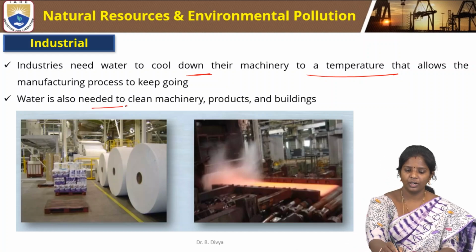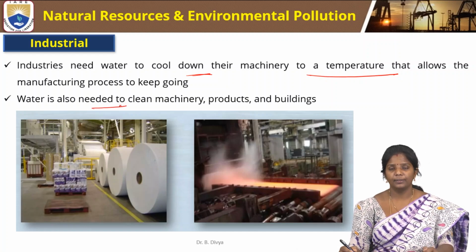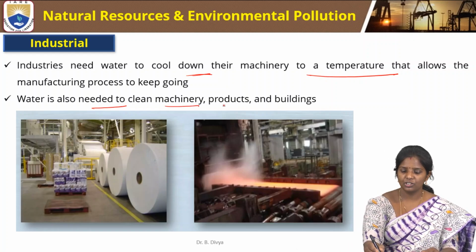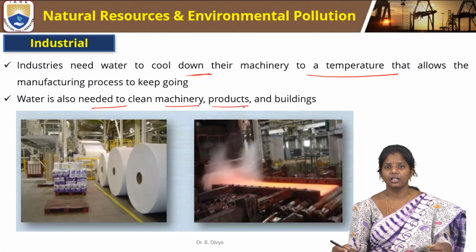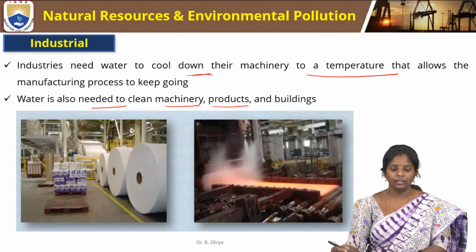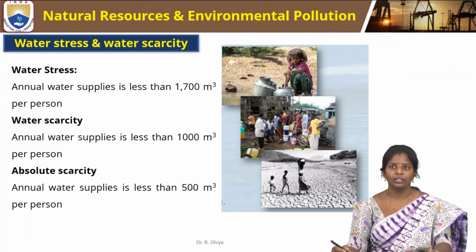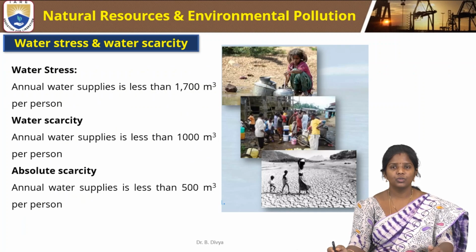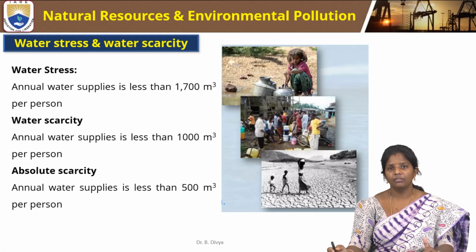It is also required to clean the machinery, products, and the buildings. For the machinery and the products that are generated, the cleanup process again requires water as an ingredient. Then when we keep on using this water for different purposes and in different ways, there will be some scarcity. So what does it really mean?